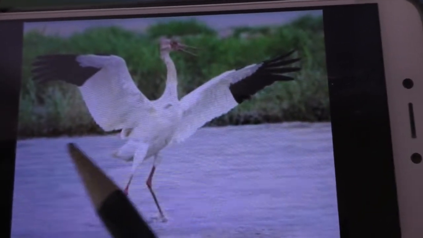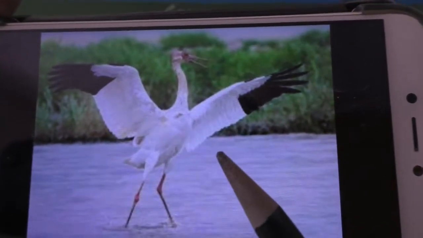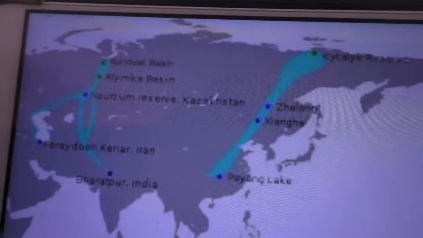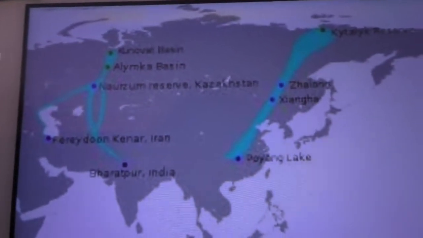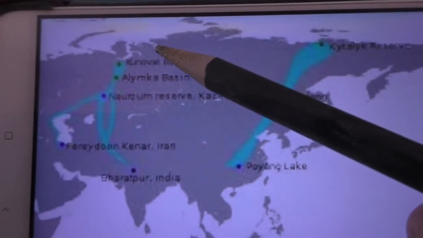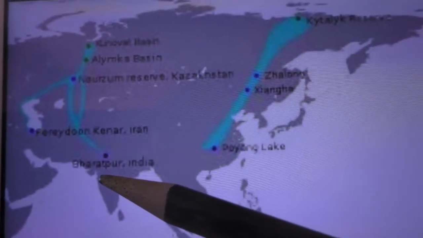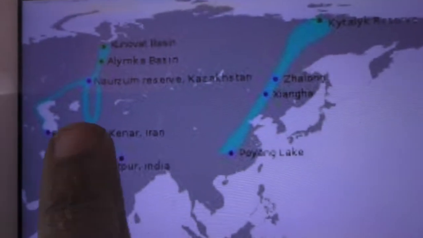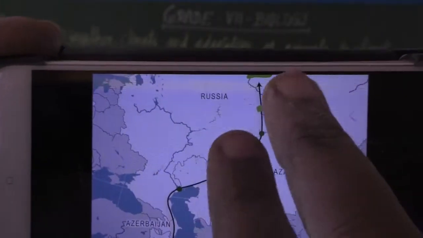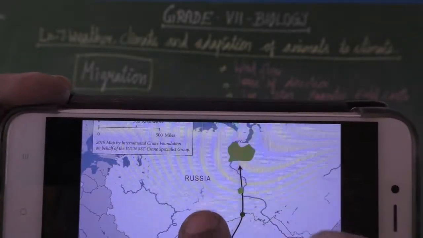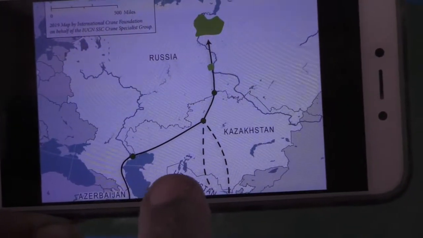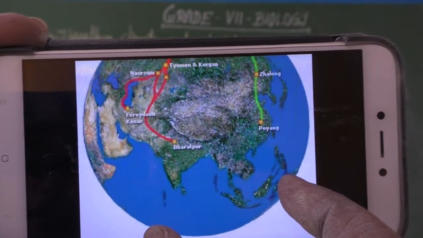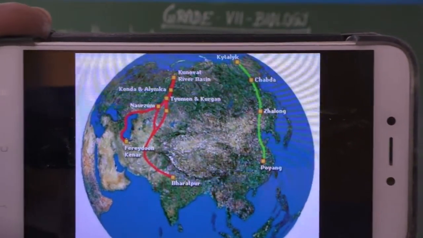See, look children, this is the Siberian crane. Look at these wings, very strong wings. And see, this is a map. From Russia it traveled to India, Bharatpur, India. From Russia, that is Siberia, it traveled to India. So it's at Siberia, and from here it traveled to India. If we calculate that, it's 15,000 kilometers.